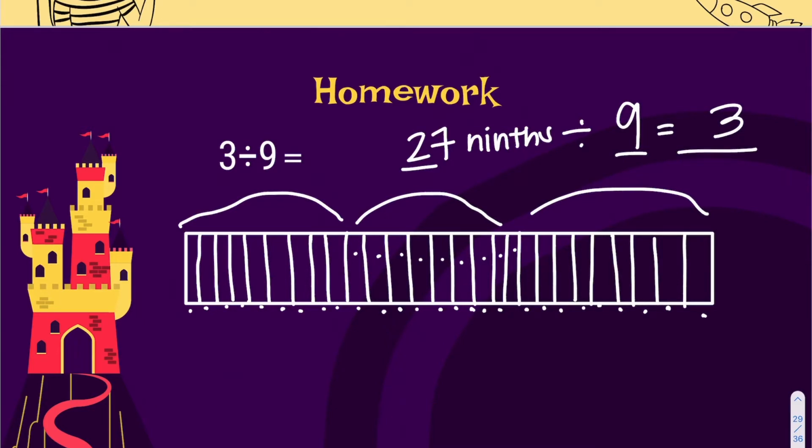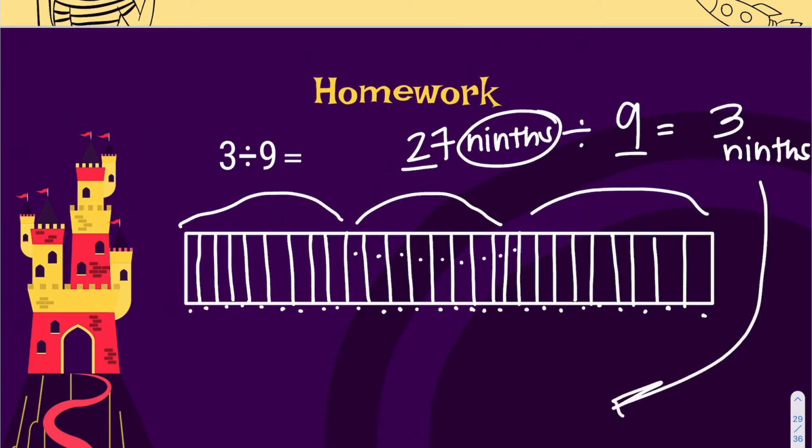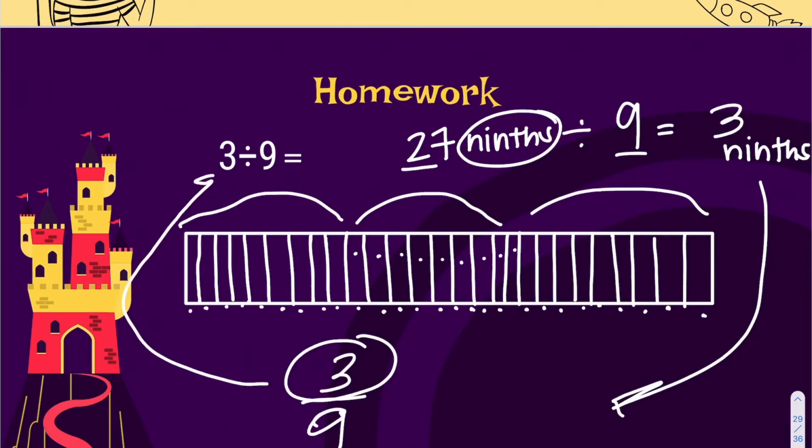And so our answer is 3, but don't forget this little thing here, it's 3 ninths. Another way to say or write 3 ninths is 3 over 9. And again, remember, our numerator was our dividend, and our denominator was that second number.